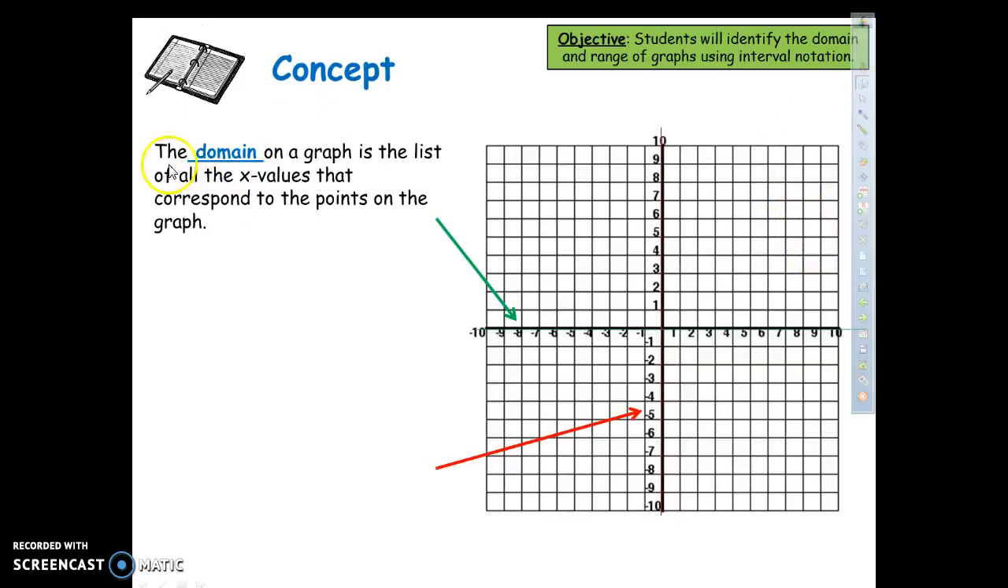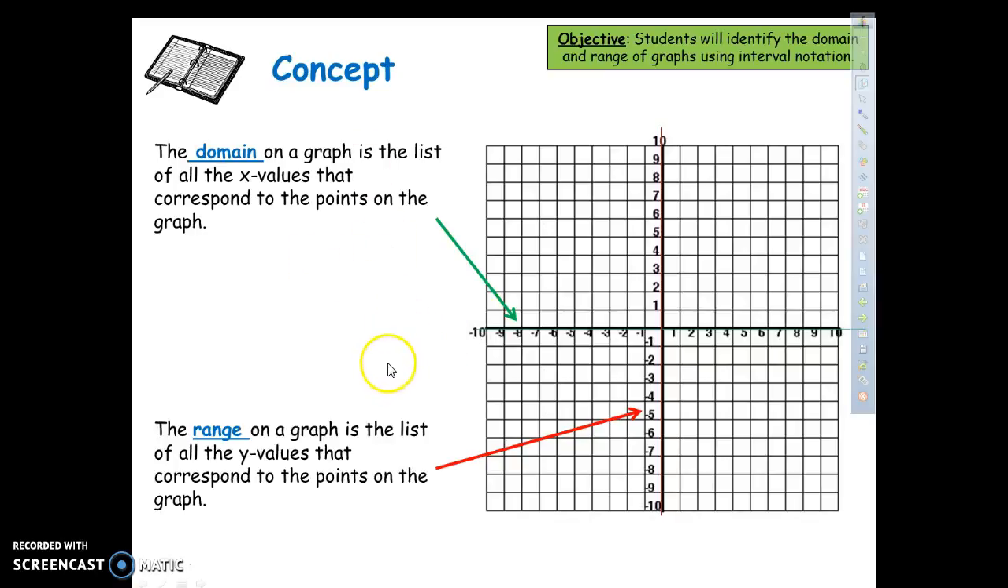So in your notes, please fill in. The domain of a graph is the list of all of the x values that correspond to the points of a graph. Remember, domain, x values, domain, x values. The range on a graph is the list of all of the y values that correspond to the points of the graph. So the range is all of my y values. So when I talk about where a function exists or where a graph exists on a coordinate grid, we're going to be using these values to describe our range and these values to describe our domain.